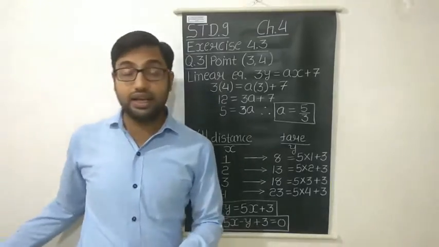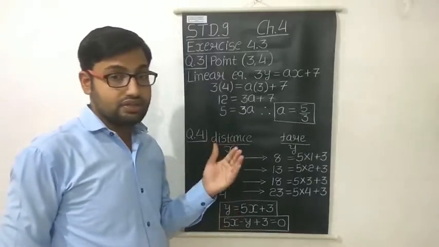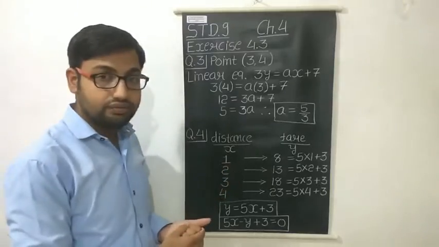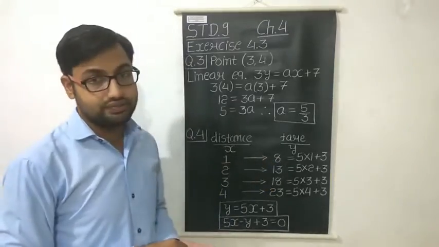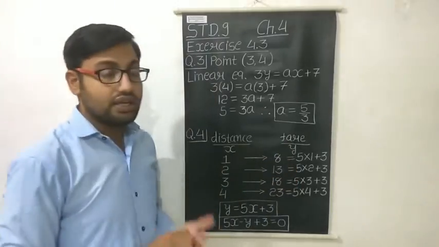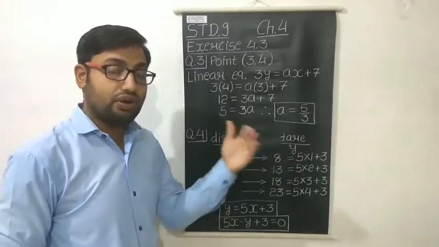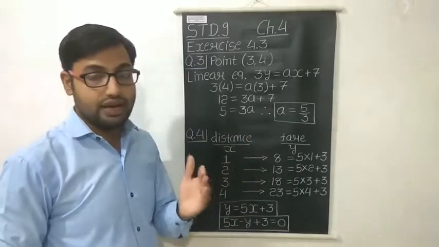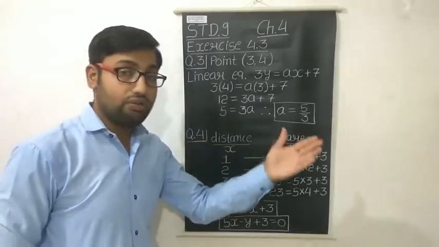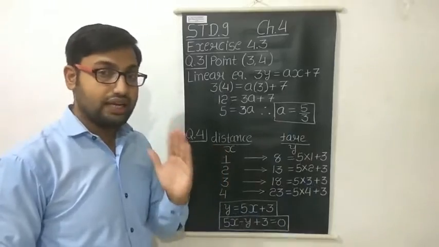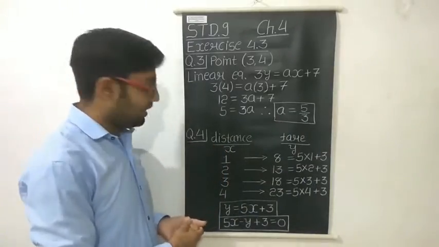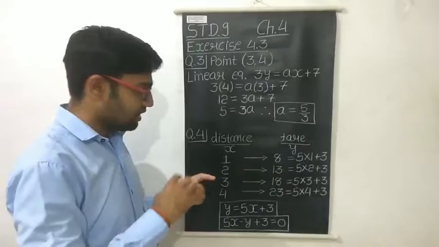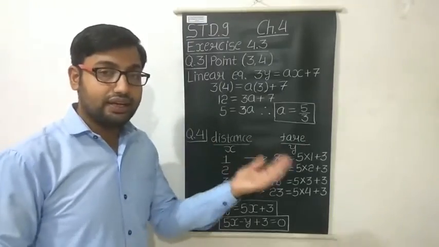So here we are given a taxi fare related to the kilometers. Whenever we travel the distance of 1 kilometer, the fare is 8 rupees. Then for the subsequent kilometer, that means if we travel one more kilometer, then 5 rupees will be added. If we travel one more kilometer, then 5 rupees will again be added. So here we have taken the distance covered as x and the fare as y variables.